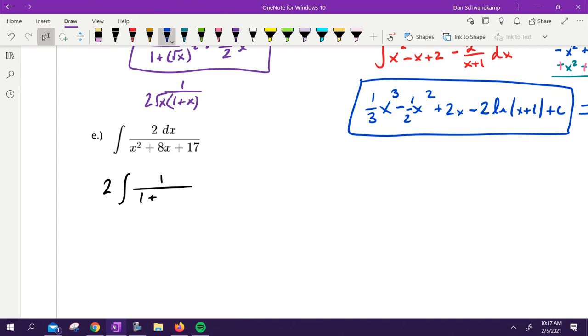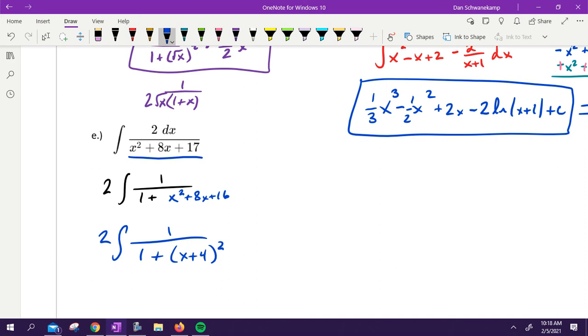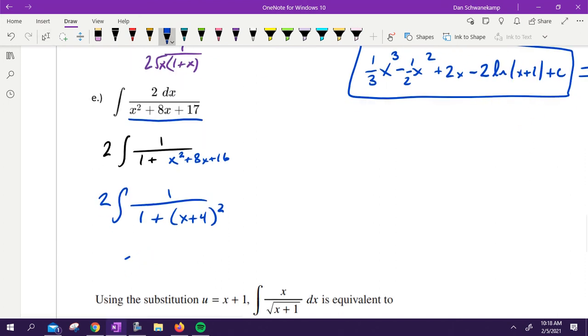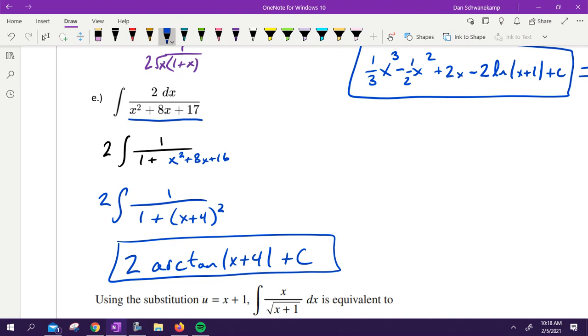Let's look at letter E. I took the 2 and factored it out. This guy right here, I'm going to try to put it in this form. So it's 1 plus x squared plus 8x plus 16. I need to factor this so that it looks like this. What would this factor into as a perfect square? X plus 4. So if it goes x plus 4, my answer is going to be 2 arc tangent of x plus 4, plus c. Questions?